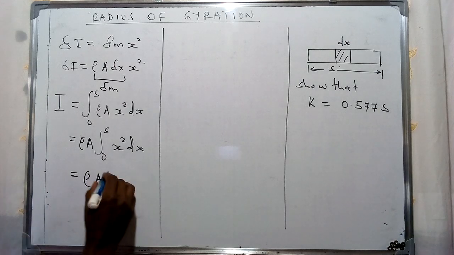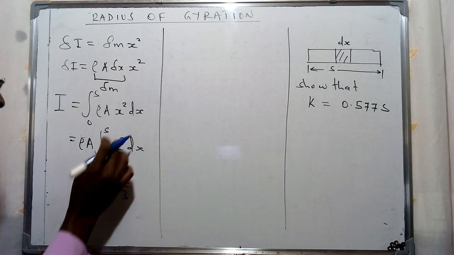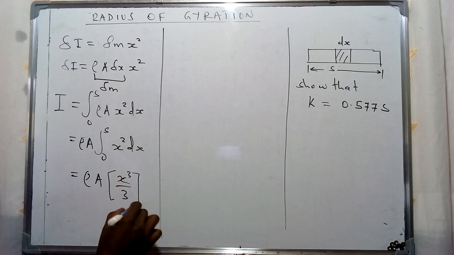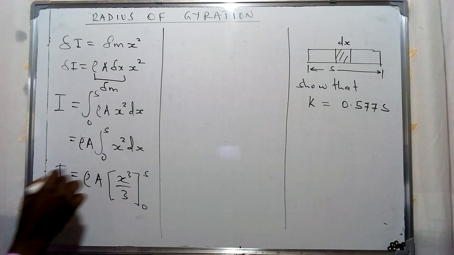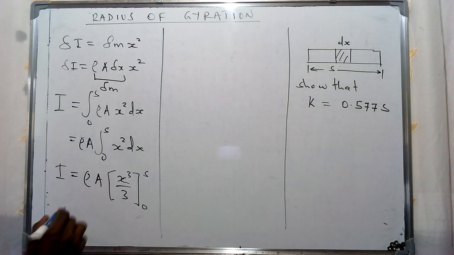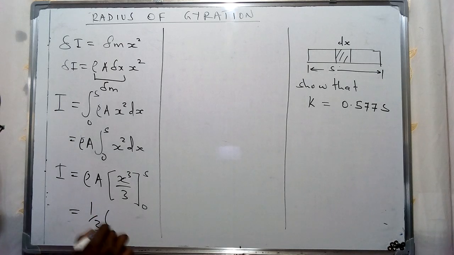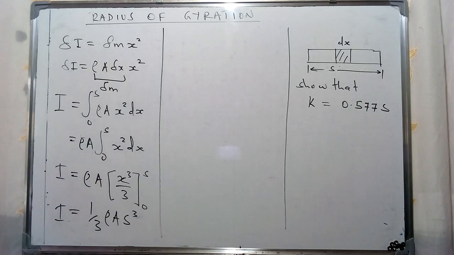So this is going to give us the value of rho a, and we shall have x cubed over 3 evaluated from 0 to s. If we do a further evaluation, this is going to give us a third rho a, and then we shall have s to the power 3 as our moment of inertia.